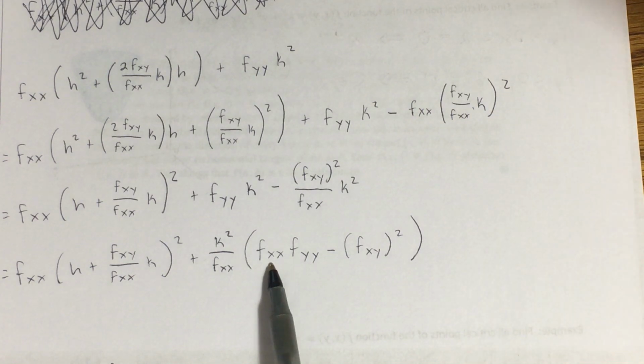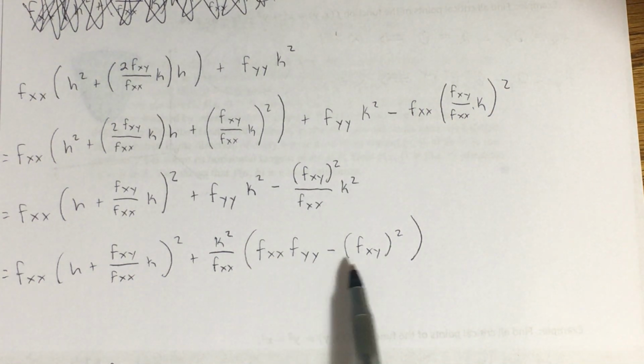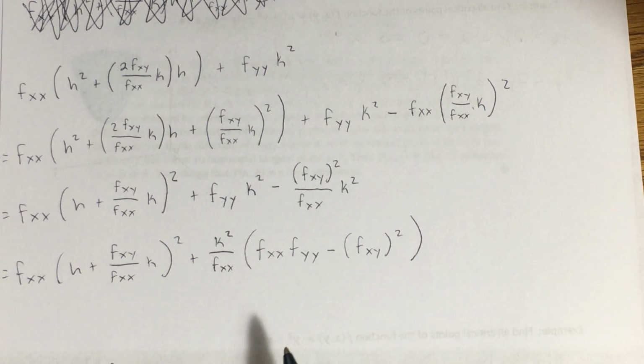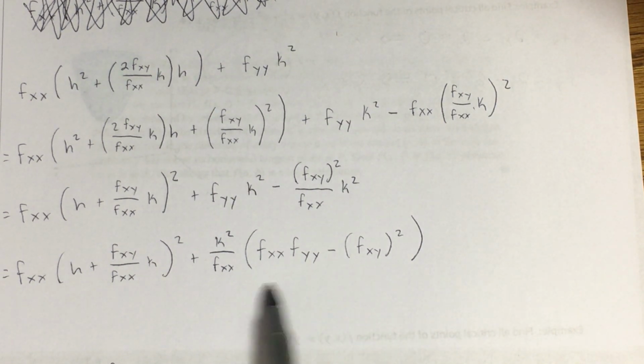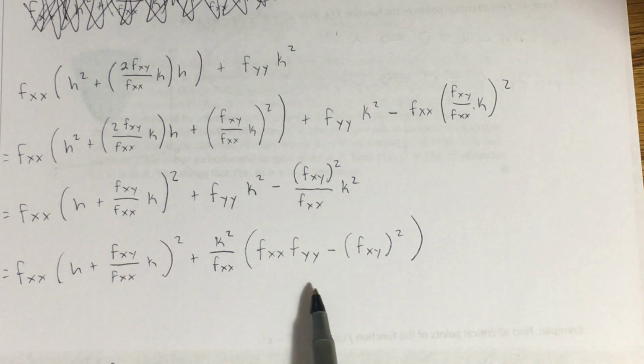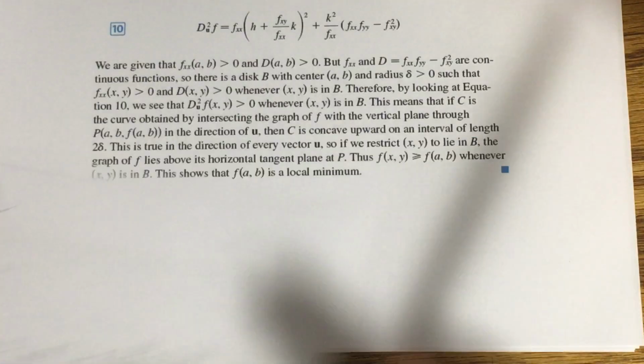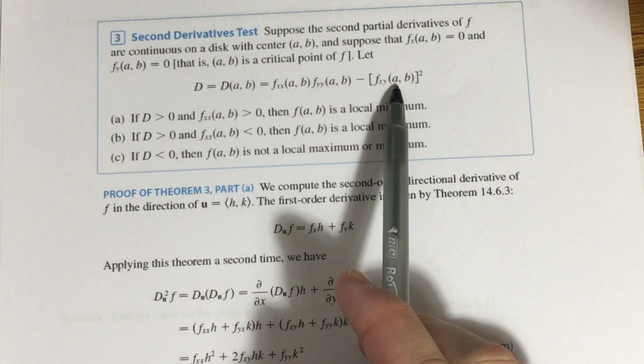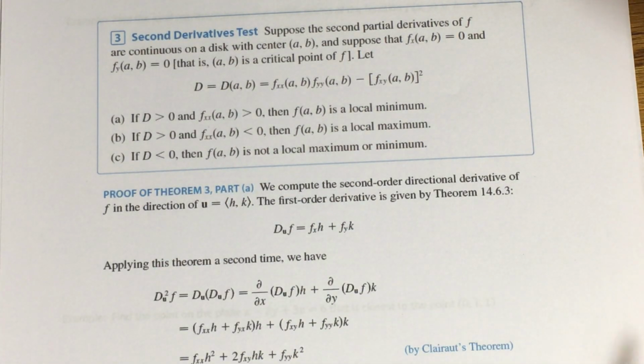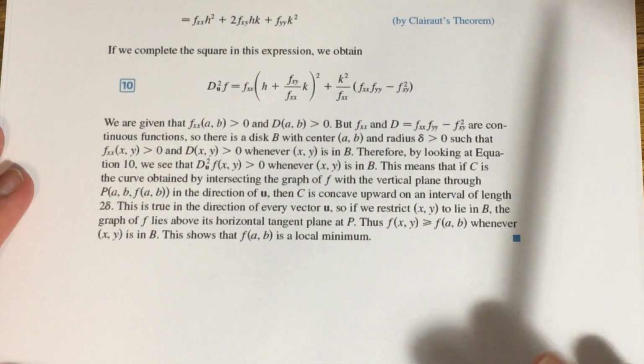That'll introduce a factor of x_xx right here and leave me with minus f_xy squared. This thing right here in parentheses is that discriminant that we talked about right there. Okay, so that's where it's coming from. But still, it's not clear why we're doing this.